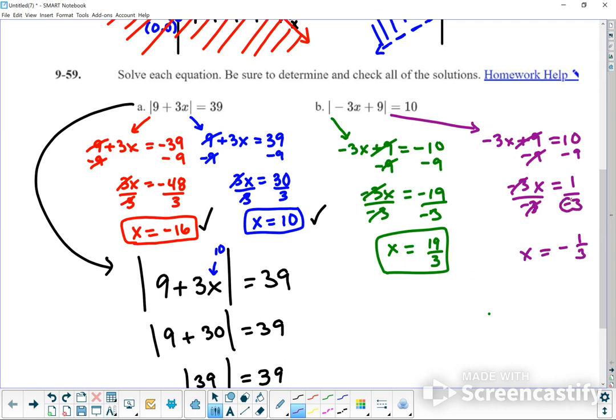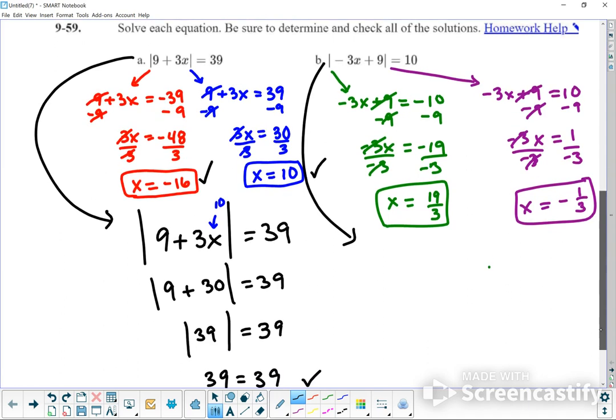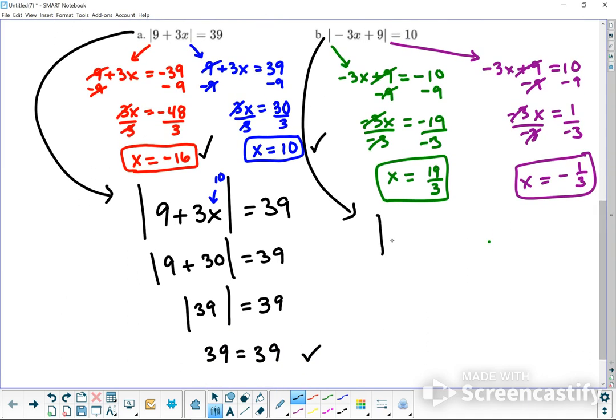That negative on the bottom right here, I can bring it to the front, or I can bring it to the top, or I can leave it on the bottom the way it is. But I am going to bring it to the front and call it negative 1/3. Okay, I'm going to check my answer. This is the absolute value of negative 3x plus 9, and that should equal 10, right? If I am correct, it should give me 10.